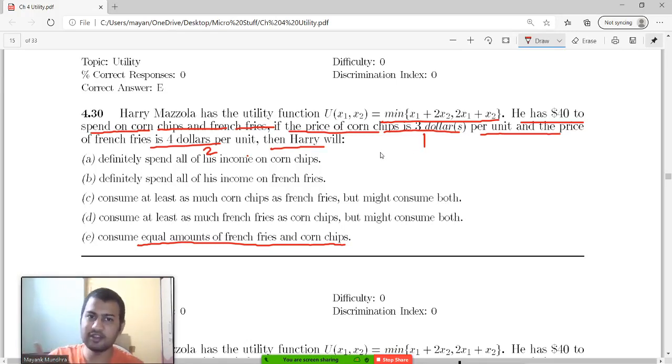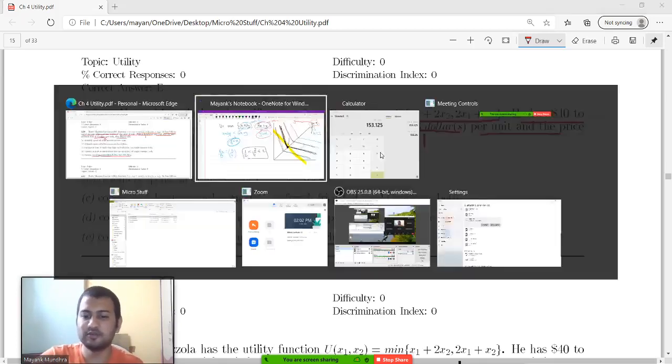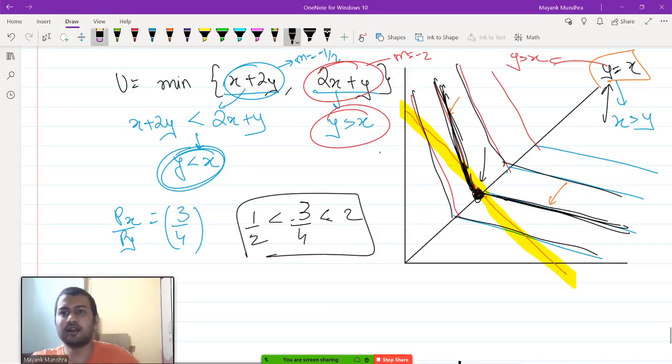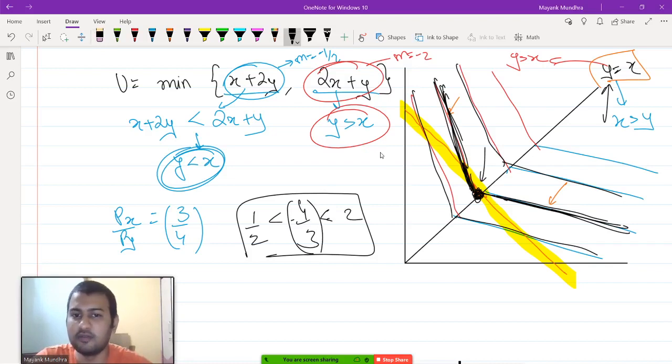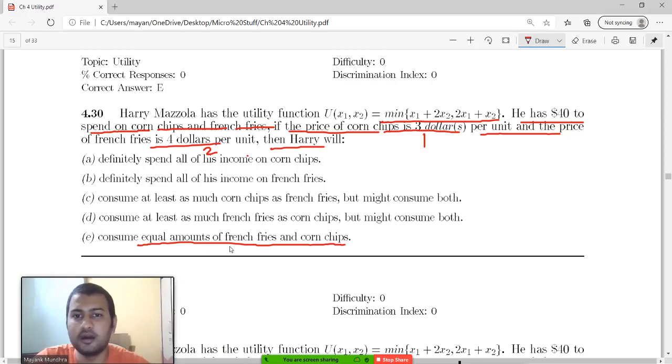So in this situation, even if I took it otherwise, my results would not change, because then my price ratio becomes 4 by 3. 4 by 3 is still between 2 and half. So it does not matter what I take as good 1 and what as good 2, but ideally the examiner will give you what is good 1 and good 2. This is probably some typo or some error on the part of the examiner to not actually give you what is good 1 and good 2.